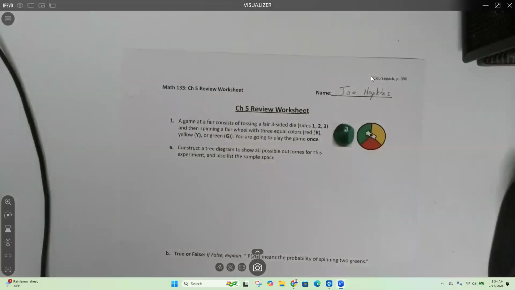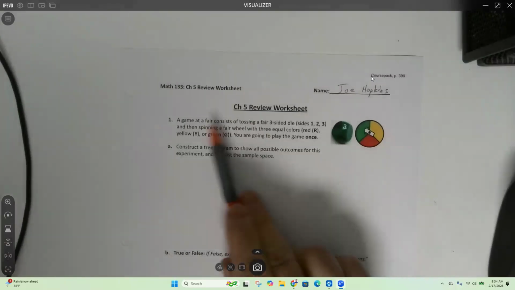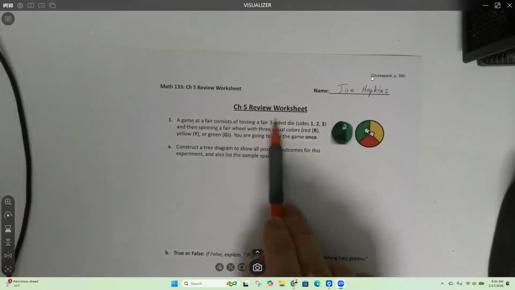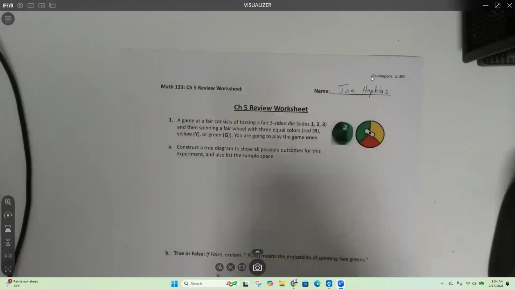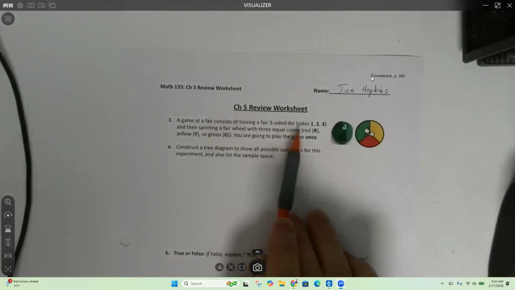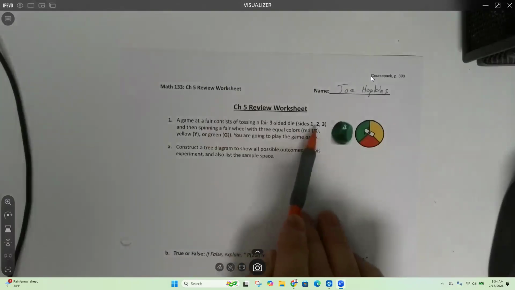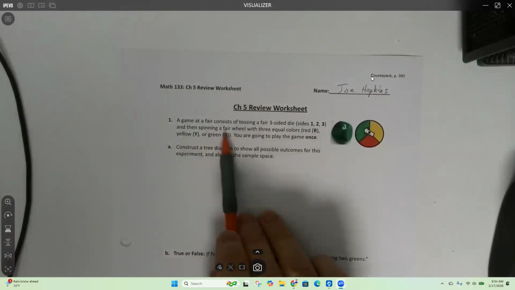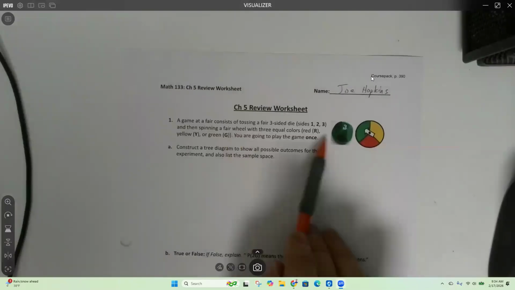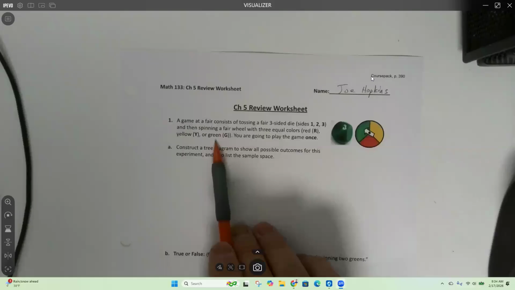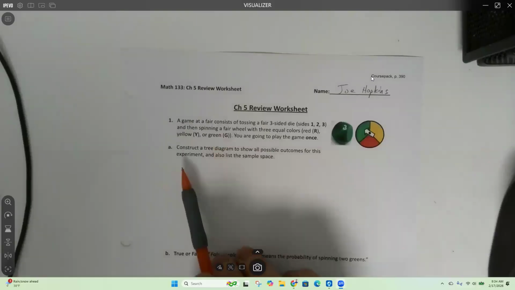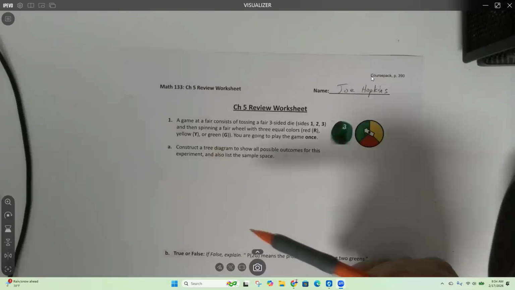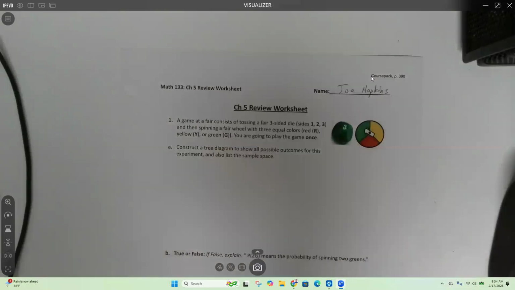A game at a fair consists of tossing a fair three-sided die, one, two, three. It's a weird die. And then spinning a fair wheel with three equal colors, red, yellow, or green. You are going to play the game once. Construct a tree diagram to show all possible outcomes for this experiment, and also list the sample space.